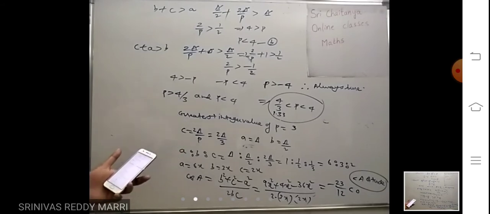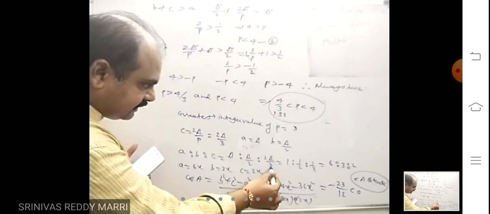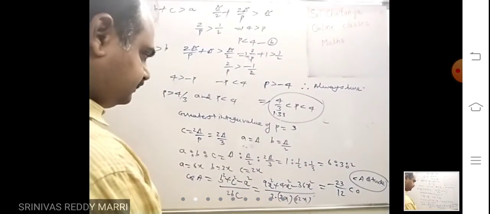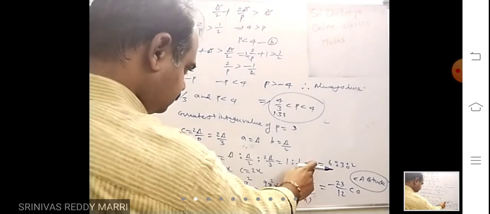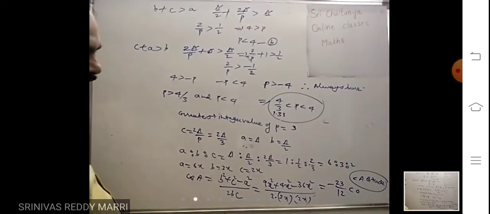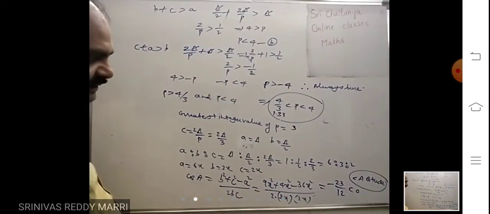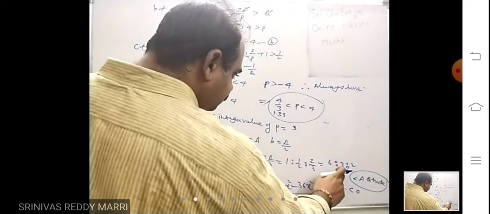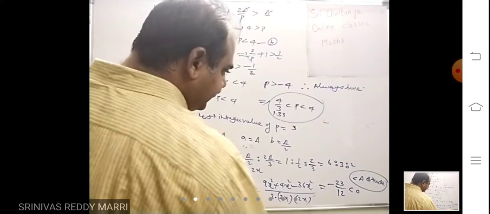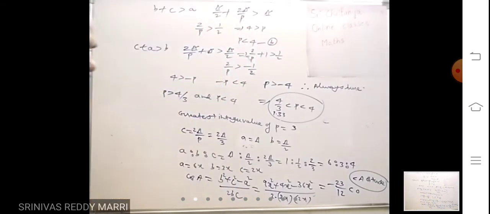A equal to delta, B equal to delta by 2, C equal to 2 delta by 3, correct. So delta is to delta by 2 is to 2 delta by 3. Here, if we multiply with 6, this is 2 by 3. So what will you get if you multiply with 6? 6, 3, 2, 4. Now you will get it. Okay?